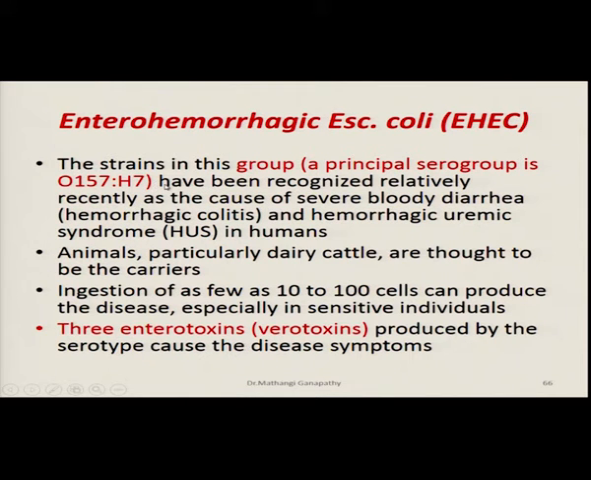Then you have the enterohemorrhagic E. coli. The strains in this group, the principal serotype being O157:H7, have been recognized relatively recently as the cause of bloody diarrhea. This is called hemorrhagic colitis and hemolytic uremic syndrome in human beings. The primary carriers are cattle. Ingestion of as few as 10 to 100 cells can produce the disease, especially in sensitive individuals. Three enterotoxins, which are called the verotoxins, are produced by the serotype which causes the disease symptoms.